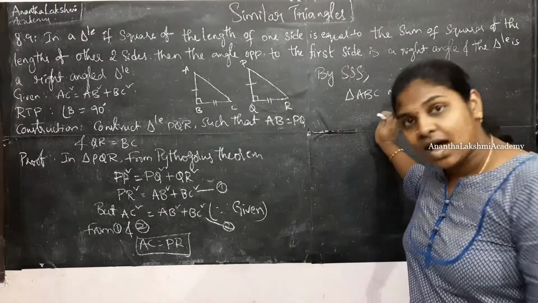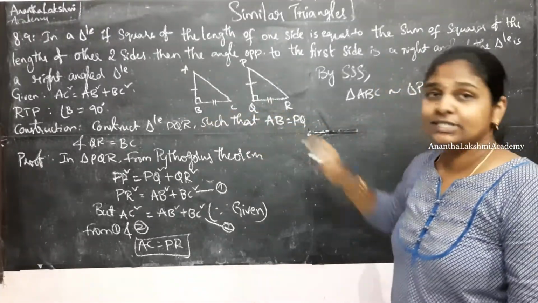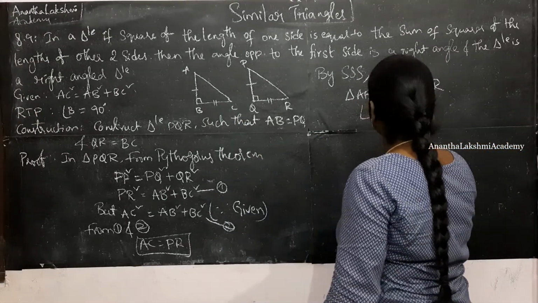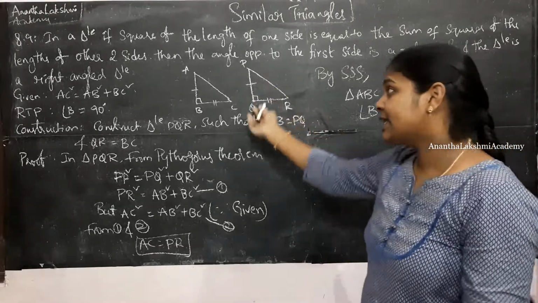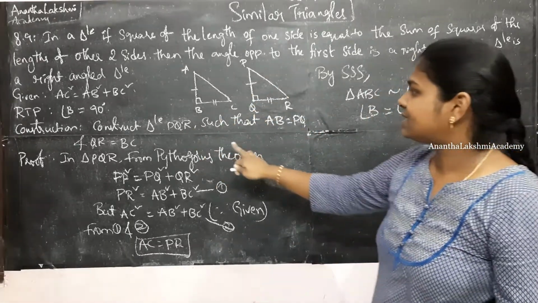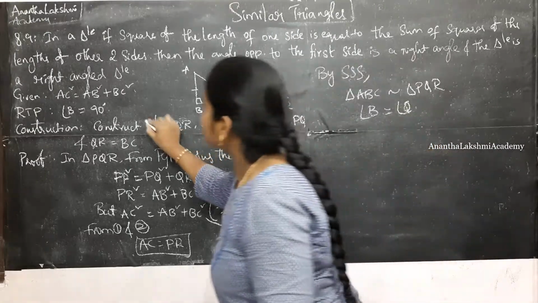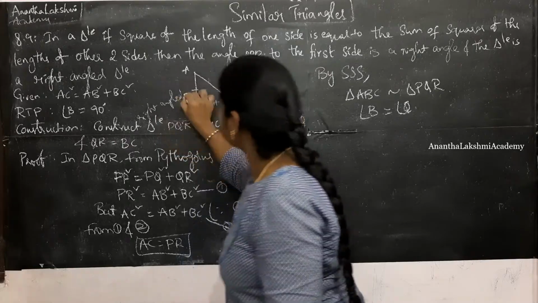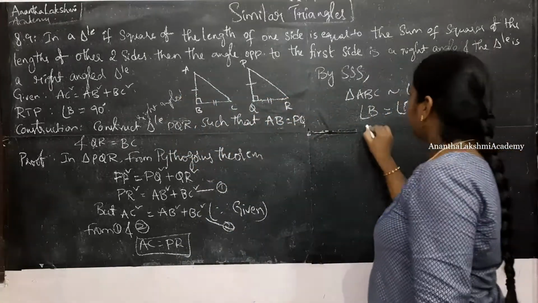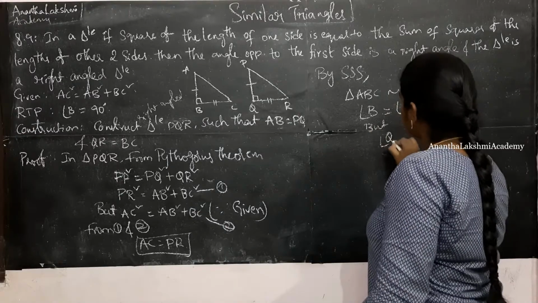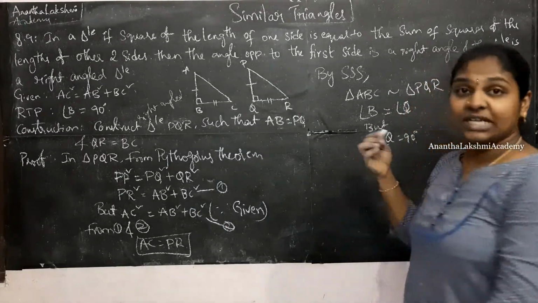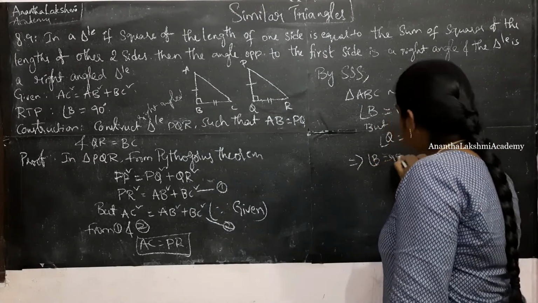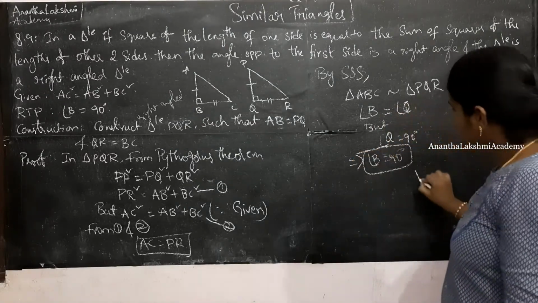When two triangles are similar, their corresponding angles also should be equal. So angle B is equal to angle Q. But what is angle Q? Nothing but 90 degrees. We constructed a triangle such that this is a right angle triangle, since there is a right angle. So angle Q is equal to 90 degrees, which in turn indicates that angle B is equal to 90 degrees. Hence, proved.